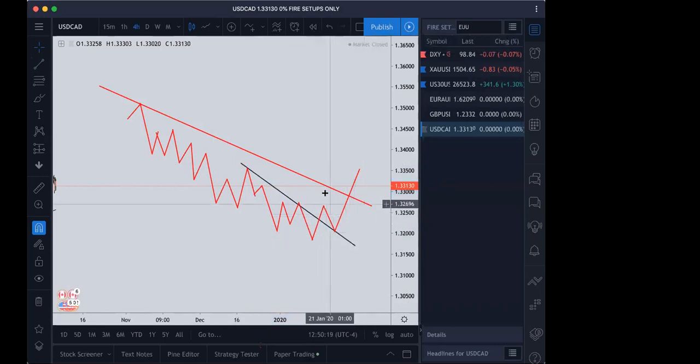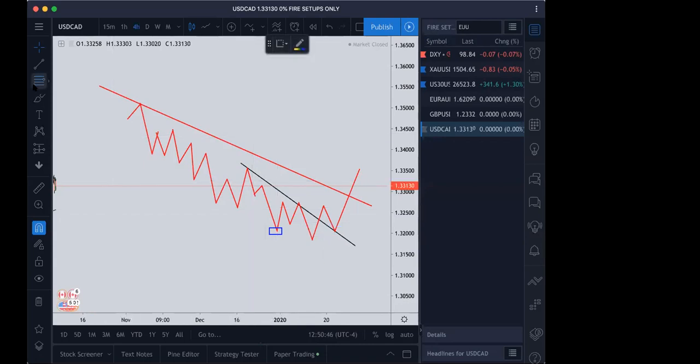Okay, what is the pattern? Natural W. Stay quiet or tell me the right answer. What is this? This one is an inverse head and shoulders. Yes, correct. Okay.